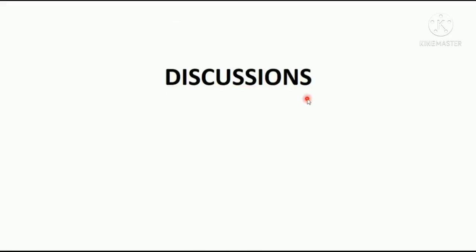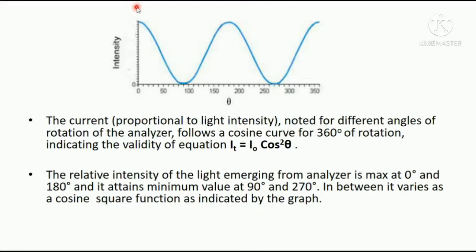With the help of the observations, we have plotted a graph of intensity versus theta, and we see that it gives maximum intensity at 0 degrees and minimum at 90 degrees. It again increases when the pass axes are parallel to each other at 180 degrees, and then further decreases, and at 270 degrees again gives minimum. So in one complete 360-degree rotation, it follows a curve IT is equal to I naught cos square theta.